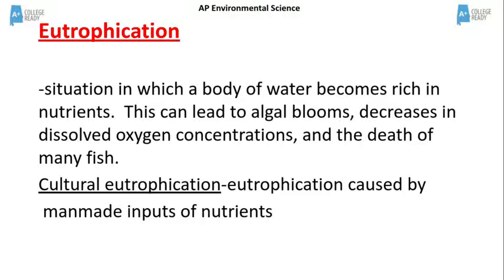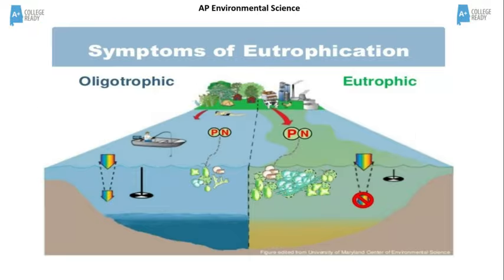Eutrophication is the situation in which a body of water becomes rich in nutrients. This leads to algal blooms, decreases in dissolved oxygen content, and ultimately fish deaths. This diagram compares oligotrophic and eutrophic lakes. Again, notice the depth and clarity differences. Notice light penetrates deeper in the oligotrophic lake. Notice the phosphorus and nitrogen concentrations are higher in the eutrophic lake. This may be due to fertilizer runoff from nearby agricultural or urban areas.